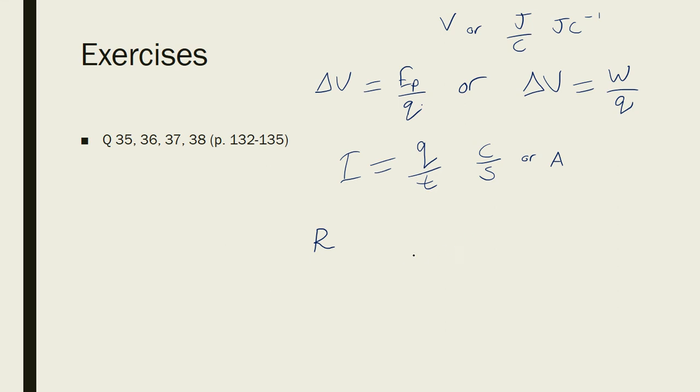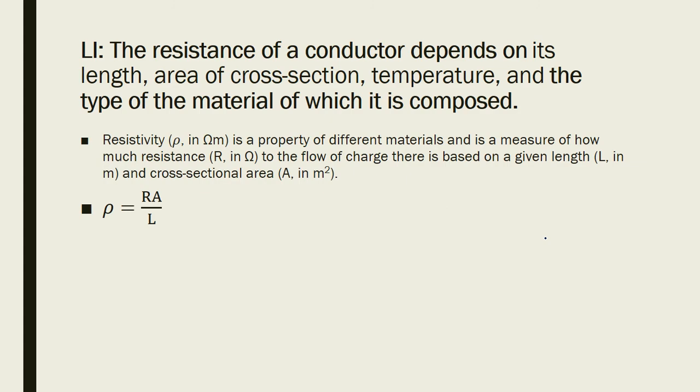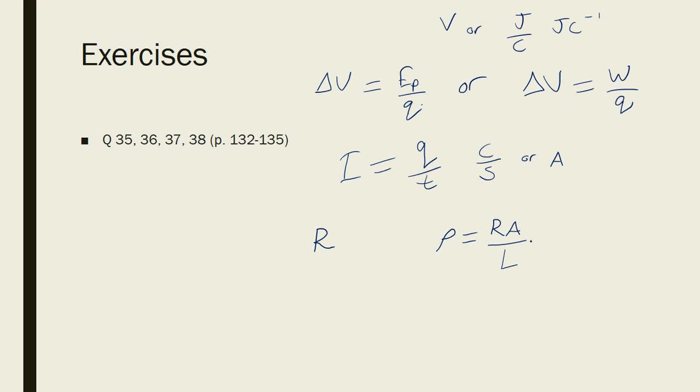You also need to know that resistivity is a property of a material, and it determines the amount of resistance per unit area per length. So it's resistance, A over L. Or have I done that the wrong way around? I always get that the wrong way around. RA over L, good. So resistivity is RA over L. Or you need to know that resistance is the resistivity times length over A.